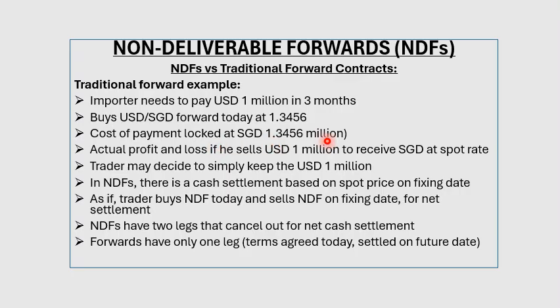If USD appreciates, he will be happy. If it depreciates, say to 1.3000, he will think that he could have done better by not entering into the forward contract. He could have got a better deal by simply buying USD from the market by paying SGD 1.3 million. However, the forward contract helped him lock in the rate of 1.3456.